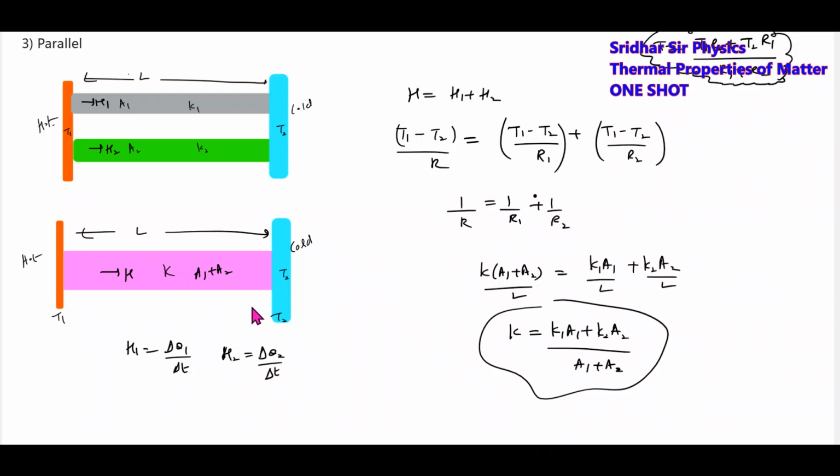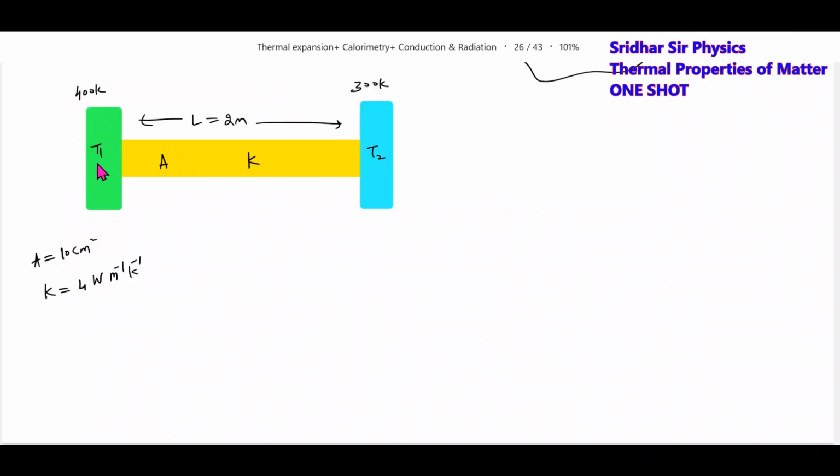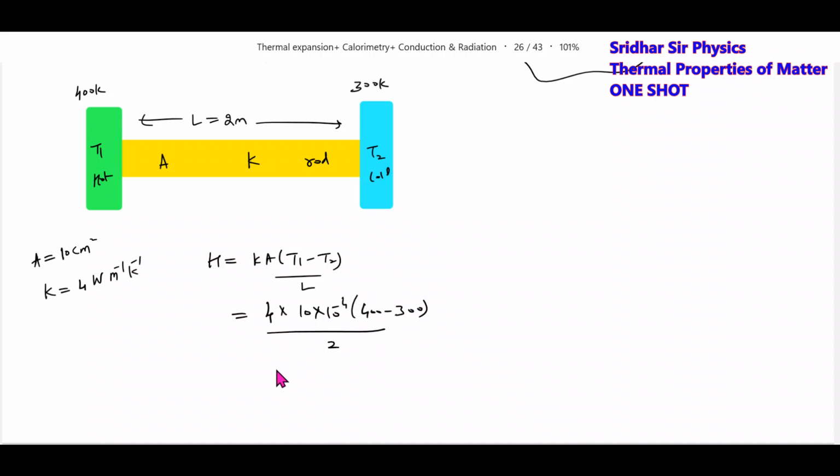There's a basic idea. There's a hot body, there's a cold body, and there's a rod. Then we'll calculate the heat current, which is equal to K A (T1 minus T2) by L. K is the thermal conductivity of the rod, 4 watt per meter per Kelvin. Area is 10 centimeter square, 10 into 10 to the power minus 4. Temperature difference is 400 minus 300, by length 2 meter.